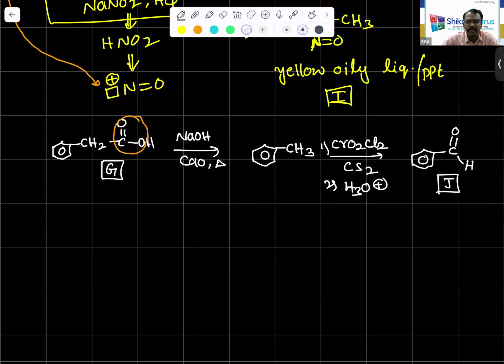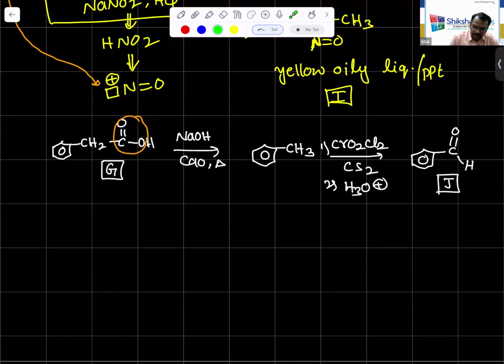Of course, we can write so many mechanisms, but it is not at all required for JEE and NEET preparation. Of course, we need mechanisms for some reactions, not for all reactions. Let's say, for example, it is chromyl chloride and CS2. What will happen in this case? Here, these two hydrogen atoms take part in elimination at the benzylic position. Of course, 3 hydrogen atoms are present, but just 2 hydrogens take part in elimination and convert into a C double bond O group. If you remember this part, it is sufficient. No need to think what is the mechanism.